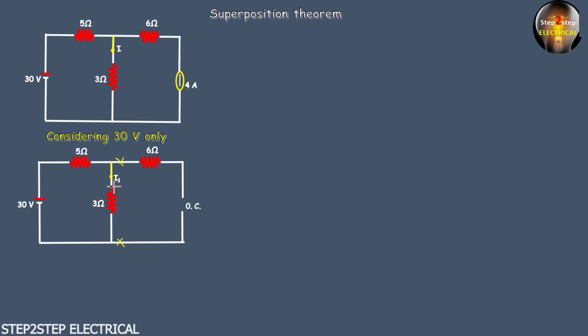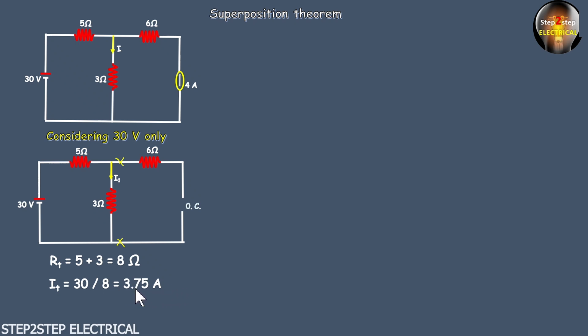No, that will be the current I1. Why? Because in series connection, the current remains same. First we will find the R equivalent. R equivalent is 5 plus 3, both are in series, that's why it is added. So 5 plus 3 is 8 ohm, and after this we will write IT, the total current, is 30 by 8, R equivalent. So it is going to be 3.75 ampere.